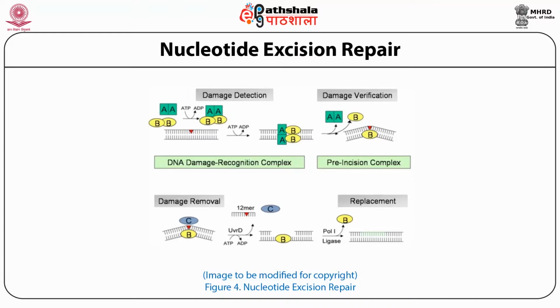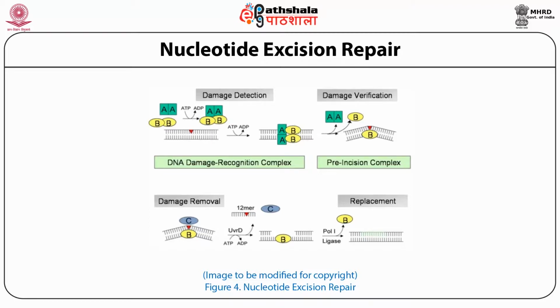The DNA segment of 11 or 12 nucleotides containing the damaged part is excised by UVRABC endonuclease and then displaced by a helicase, UVRD. In this mechanism, a heterotrimeric complex consisting of UVRA2 and UVRB recognizes a pyrimidine dimer or other damaged sites of the DNA. UVRA dissociates from the complex after damaged site recognition at the expense of ATP hydrolysis.